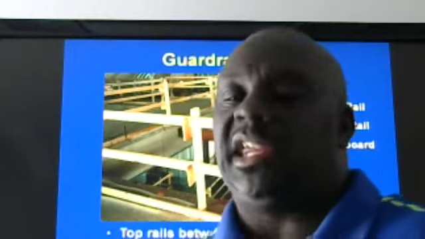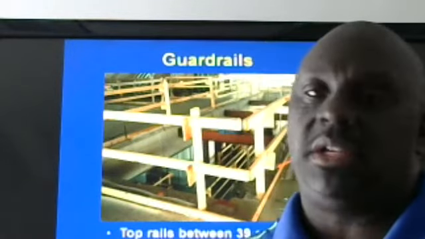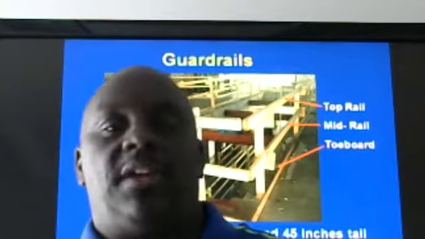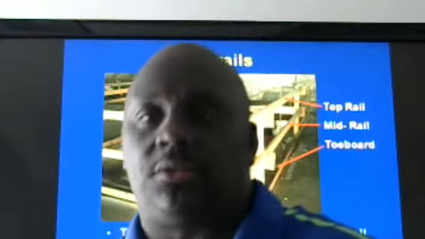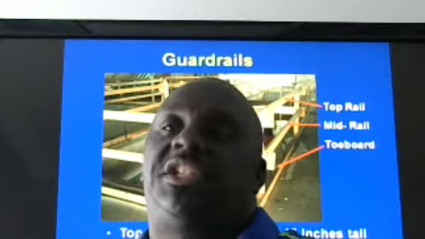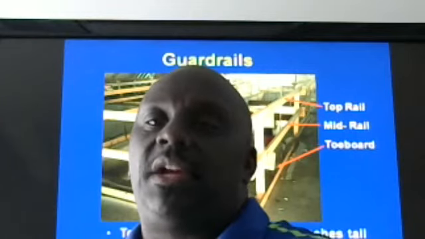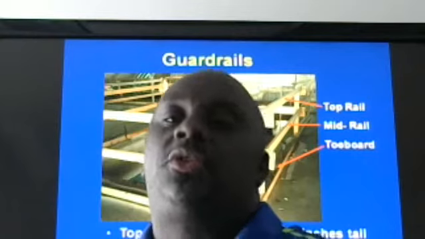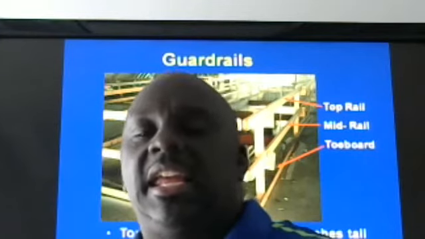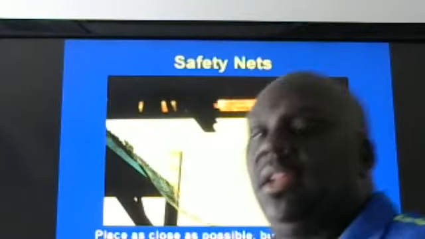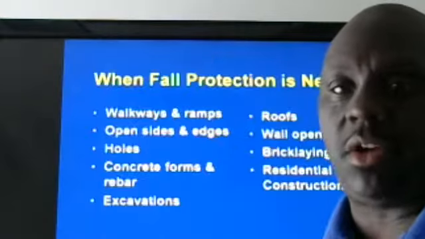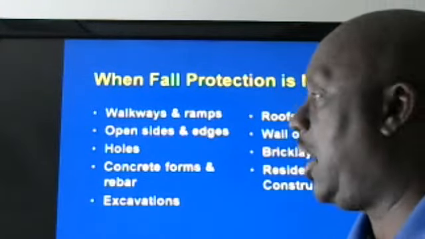That is a guardrail system in construction. We go over this one more time. Your guardrail system in construction, your top rail is always going to be 42 inches high. Your mid rail is always going to be 21 inches high. And then your toe board is always going to be 3.5 inches off of the ground. Safety nets, we don't use those that much. When is fall protection needed?